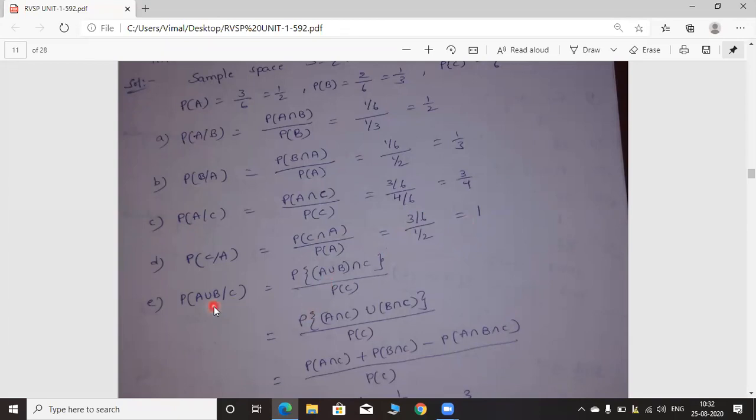Okay, now let us go for fifth bit. Probability of A union B given C. Here, if you observe the fifth bit, A union B can be treated as one event and C is treated as another event. So we have 2 events, A union B, C. So how can we write a formula according to conditional probability? Probability of A union B intersection C divided by probability of C. Okay, that is the formula according to conditional probability.